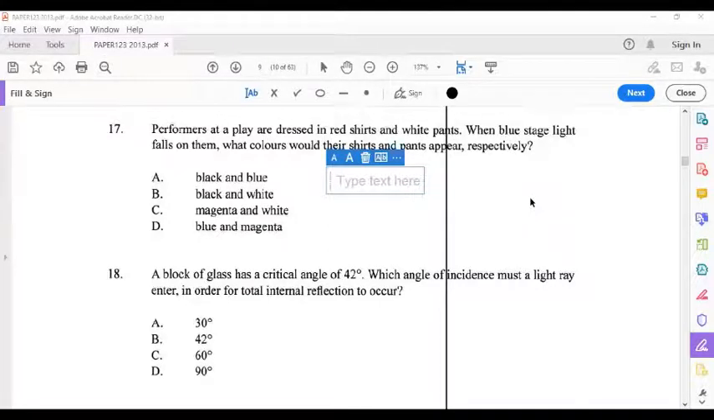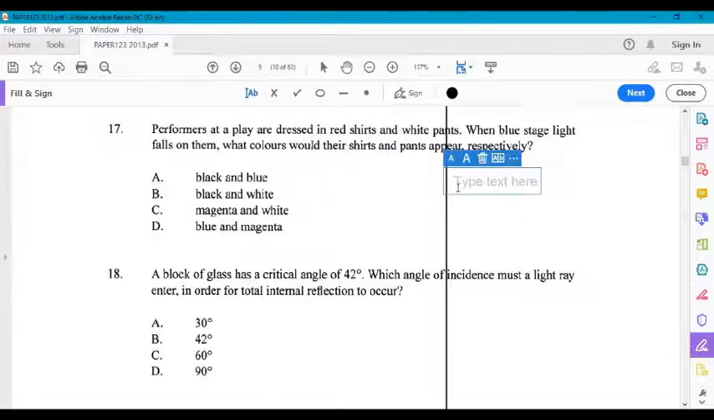Any other color light you shine on that object, it will look black because that object will absorb the color that doesn't match itself. Okay, so if we have red shirts, red will only look red if the light is red or white. In this case, the light is blue, so it will absorb the blue light and reflect no light, so it will look black. The white pants, however, will reflect white light or any other color light.